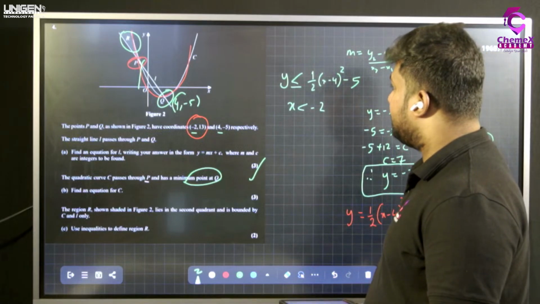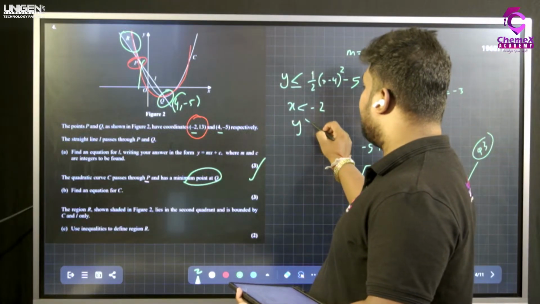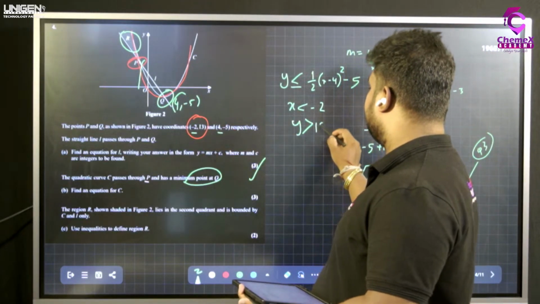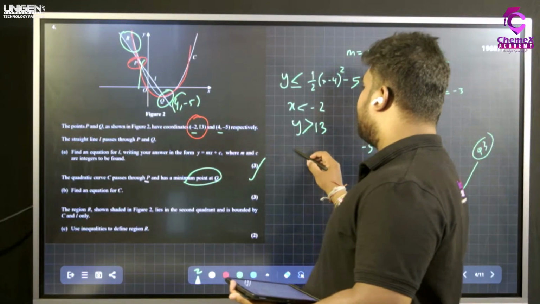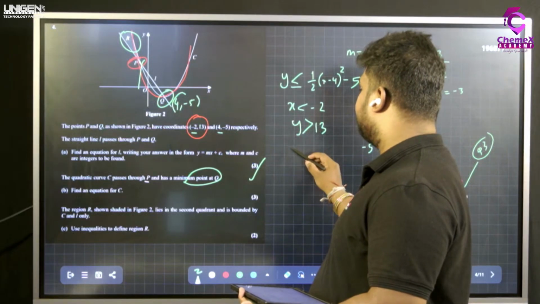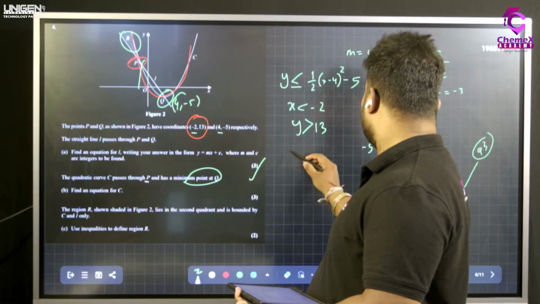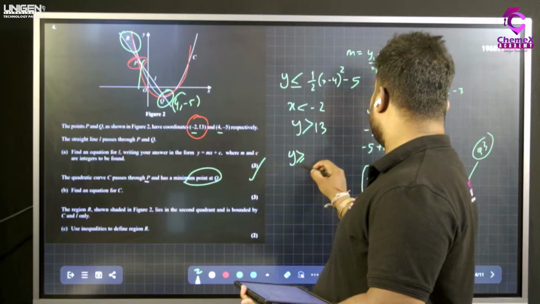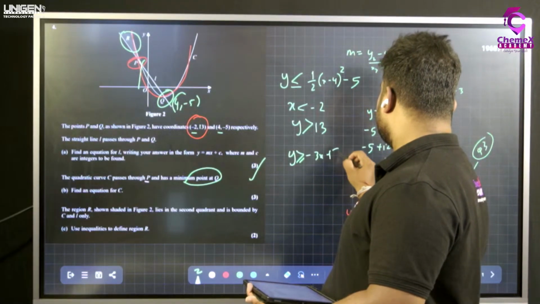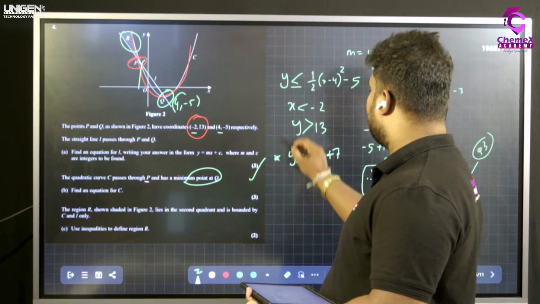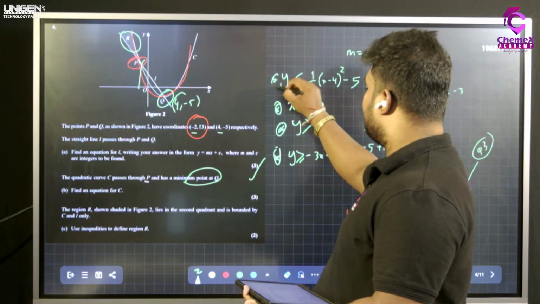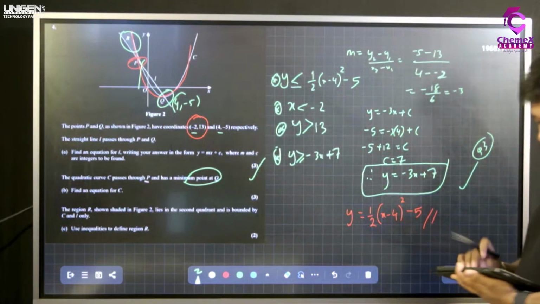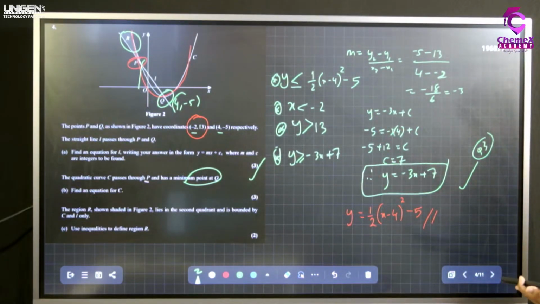Then y is above the y value of 13. What else? Then above the straight line. So it's above the straight line. The straight line equation we wrote, no? y is more than or equal to -3x plus 7. So these four inequalities must be written in order to get the full marks for the next question. Did you understand or not?